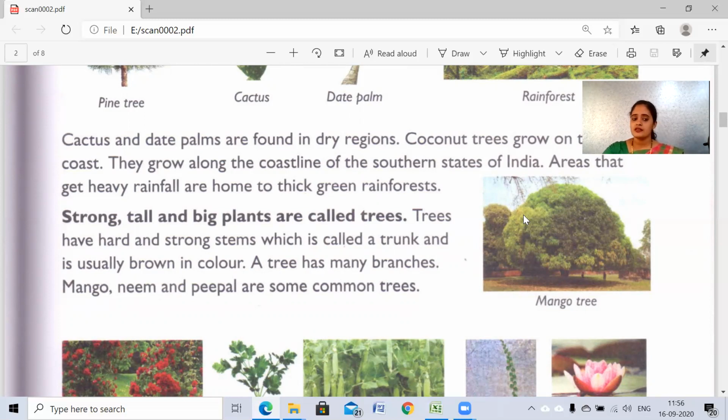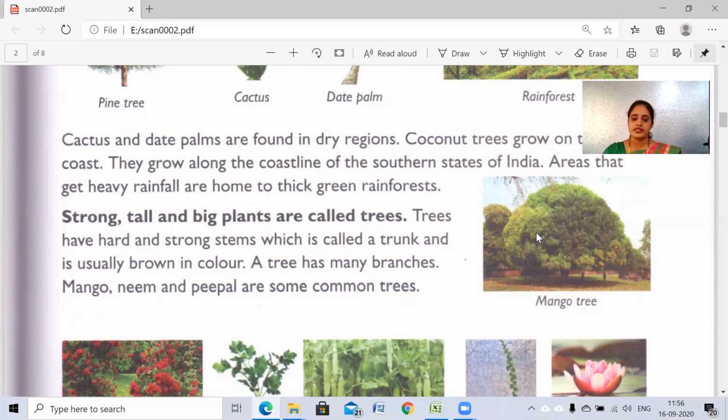Okay, see here. Strong, tall, and big plants are called trees. Trees have hard and strong stem. We call that one as trunk. What is the color of it? Yes, it is usually brown in color. If you see the trees, the trunk is usually brown in color.